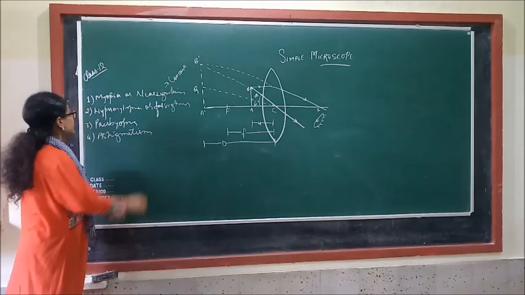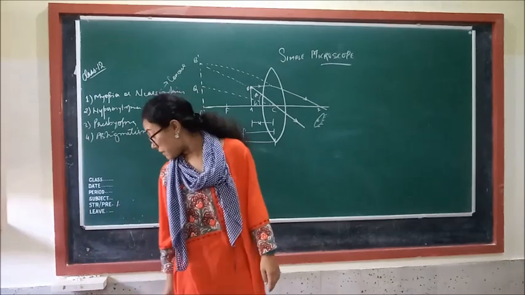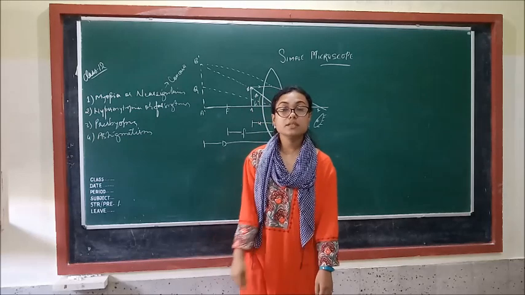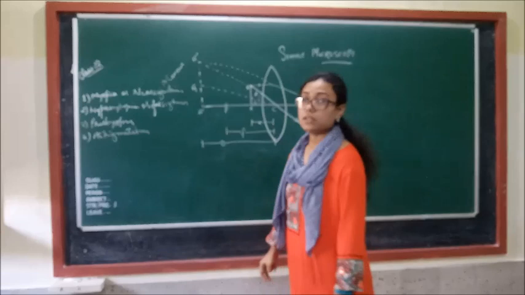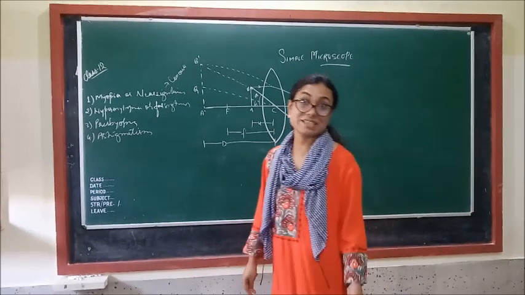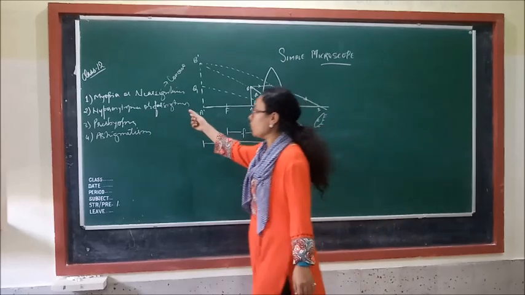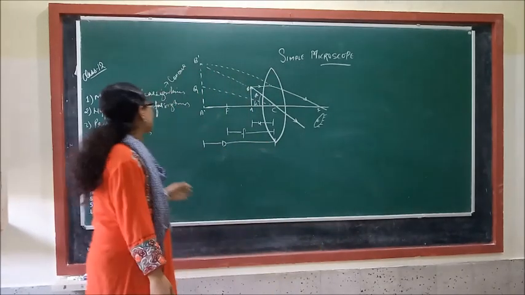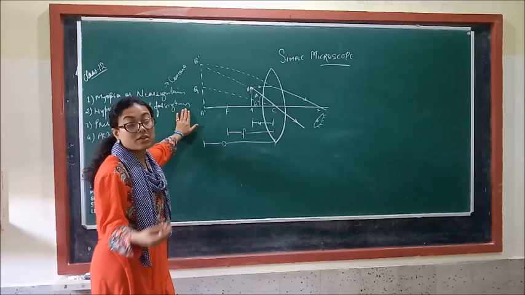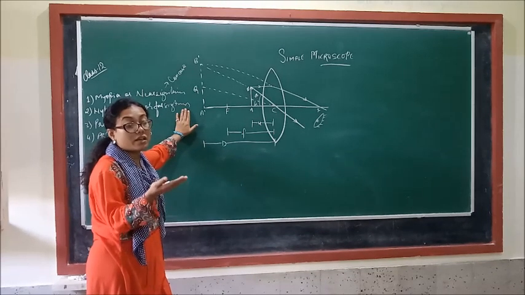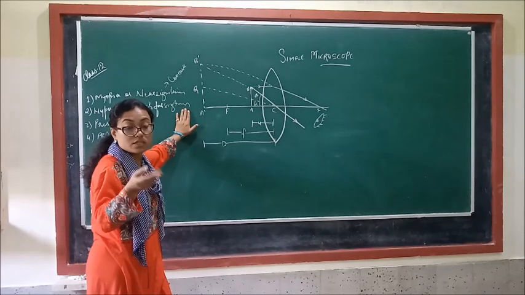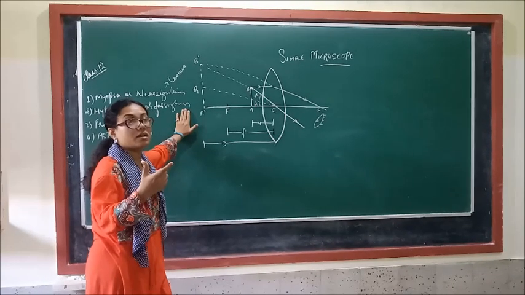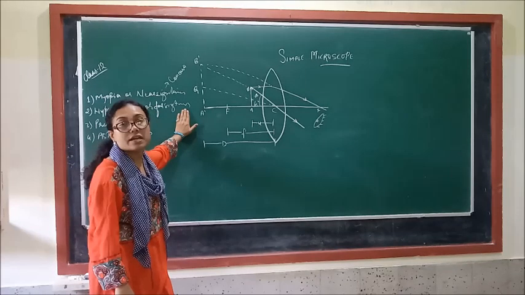Second is hypermetropia or farsightedness. Farsightedness means a person cannot see nearby objects, can see far objects. It's generally an old person. This problem is suffered by old age people, 40s plus. They can see far objects, but cannot see near objects. They are unable to see the letters. They cannot comfortably read a newspaper or a book, because they are suffering from farsightedness.